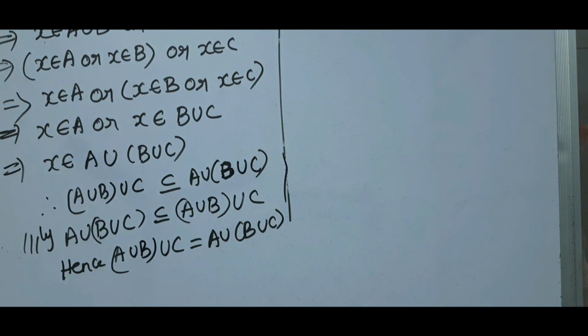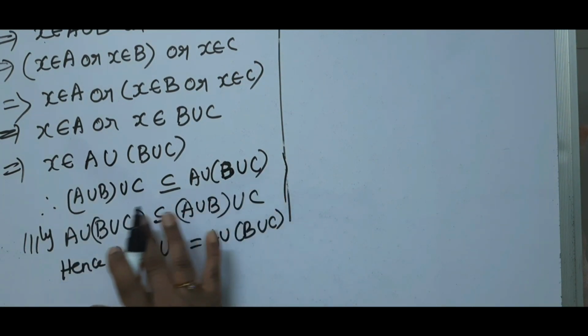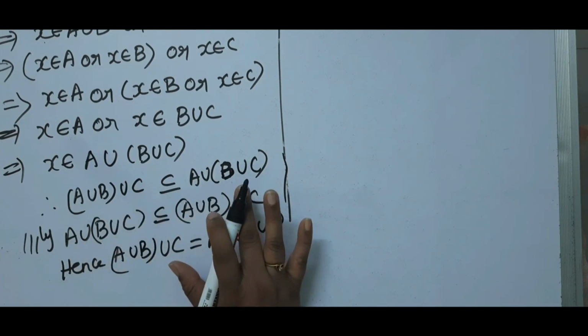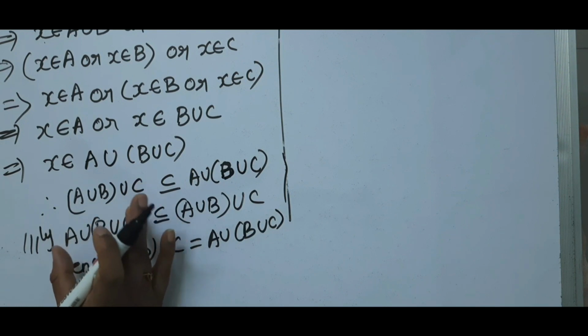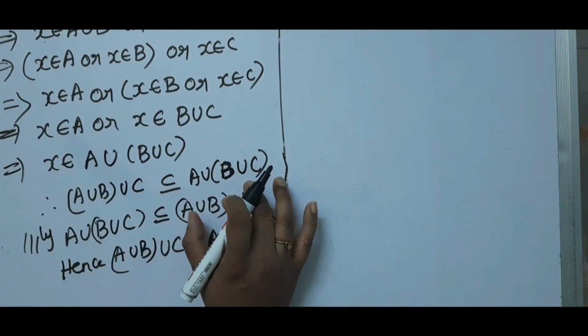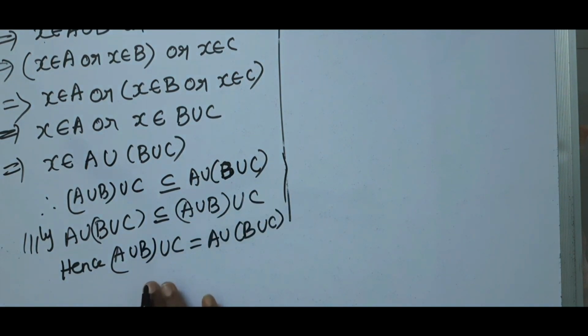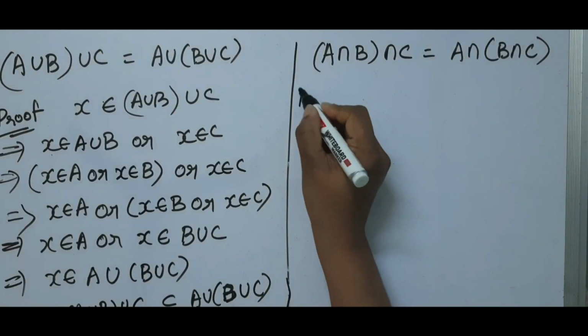Okay, so it is clear that the elements of this set are in this set, and when the elements of this set are in this set, when you find the union of these three sets and union of these three sets, you will get the same set of elements. Hence, A union B union C is equal to A union B union C. Okay, in this way you have to prove in case of union. Now let us go to intersection. Proof.